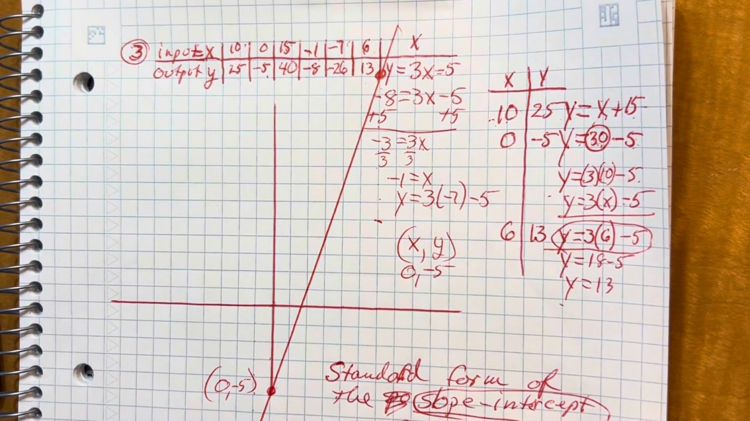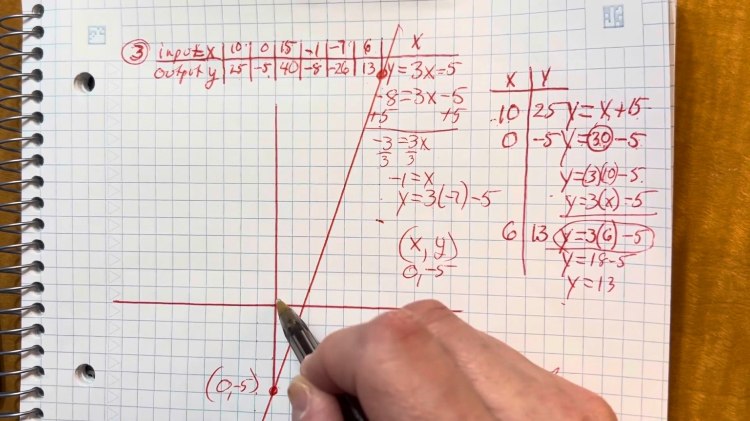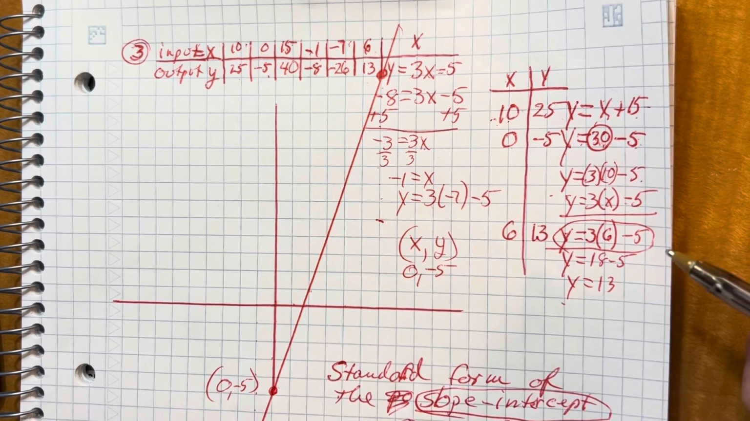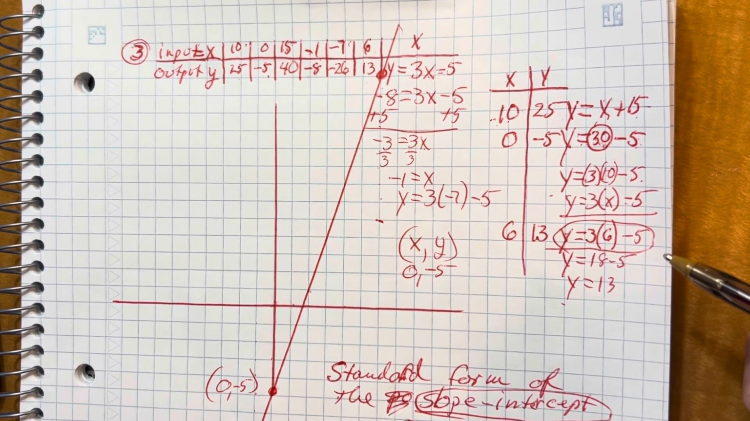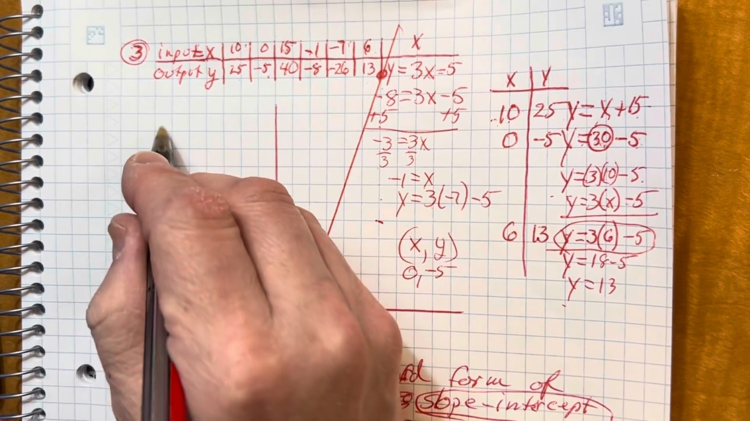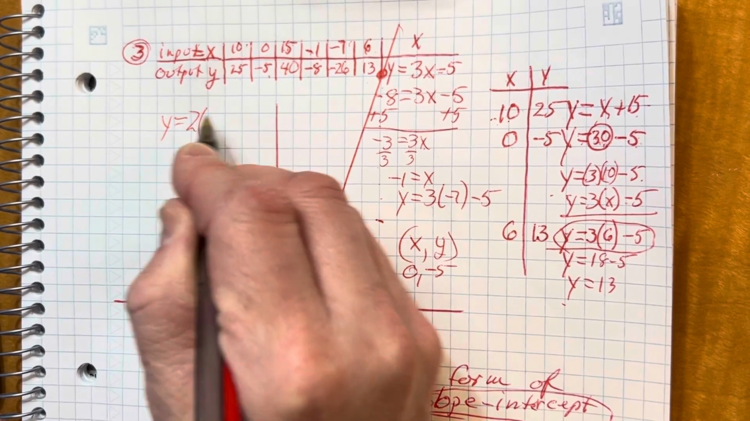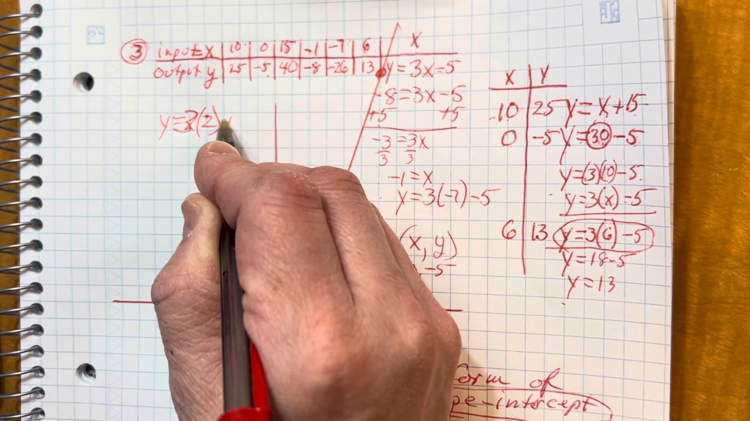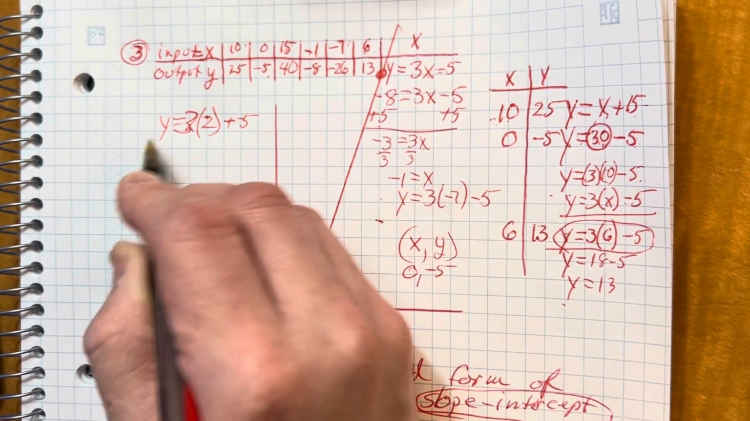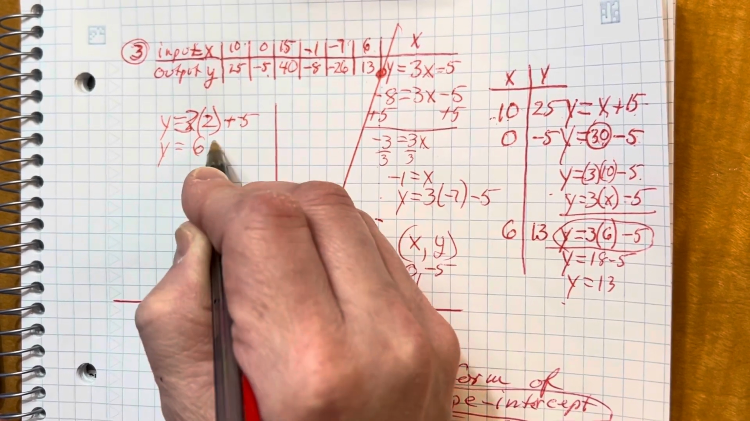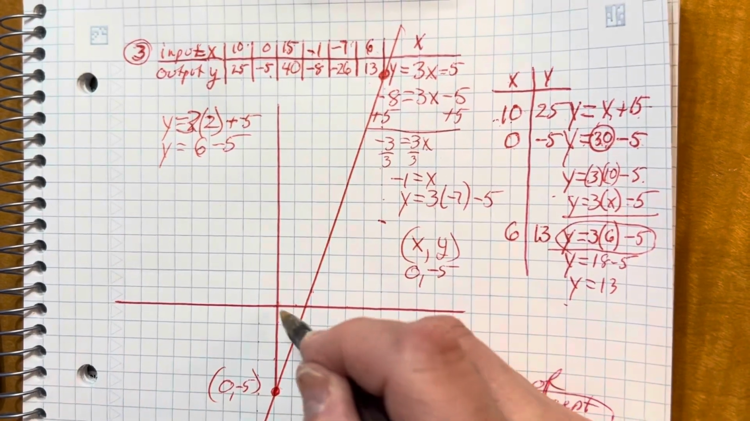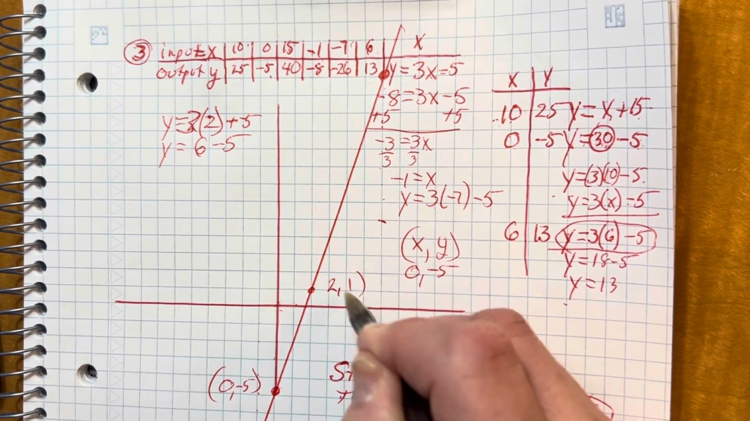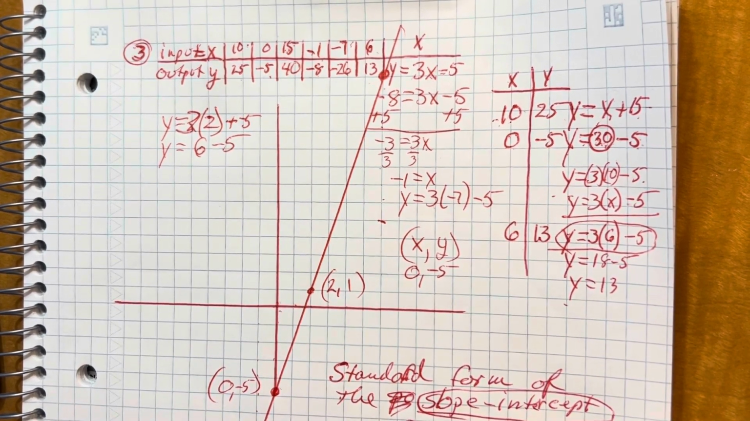Okay. Hey, here's a point that looks like a point. Let's try 2, 1. Does 2, 1 work? 3 times 2 plus negative 5, or minus 5. Y equals 6 minus 5. Yes. So the point 2, 1 works. Okay? There you go.